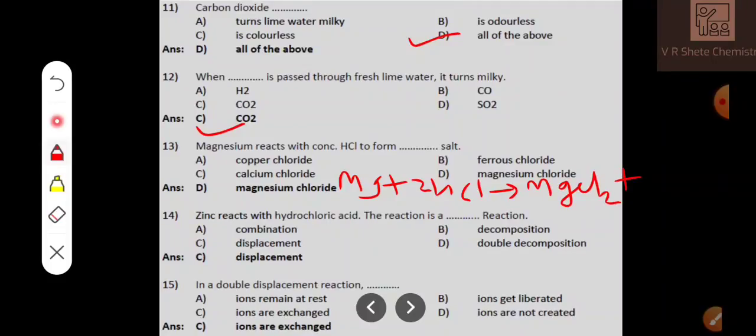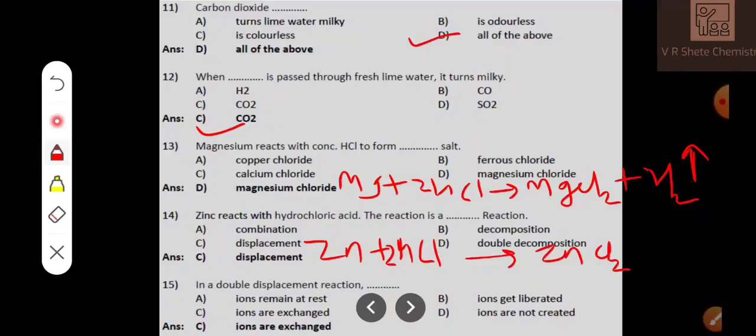plus hydrogen gas will be released. Any metal reacting with acid liberates hydrogen gas. Zinc reacts with hydrochloric acid. What is the type of reaction? It is again a displacement type of reaction. Two hydrogens, that is 2HCl, have to react. What does it form? ZnCl2 will form and hydrogen gas will be released in the reaction.